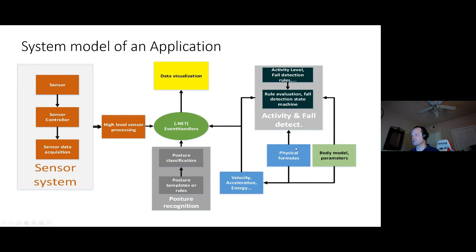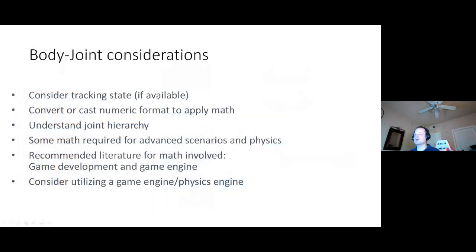And how do you do all this? You have a concept of the world. You have physical formulas. You have a model, an understanding of the body, parameters, and there's math you're doing on that body, like calculating velocity, acceleration. Then you visualize the whole thing, looking at body joint configuration. You want to look at the tracking state, if available, for each of those joints, so you get some level of confidence: how well am I tracking?